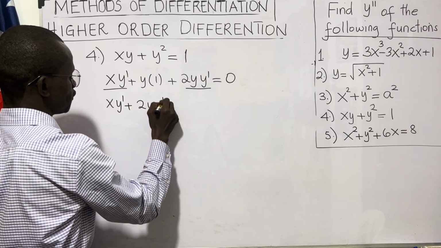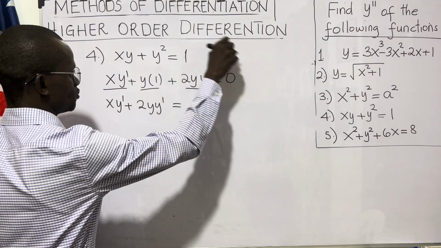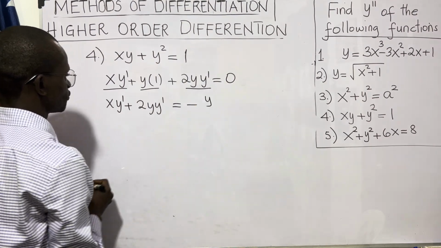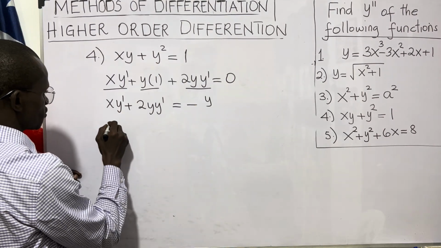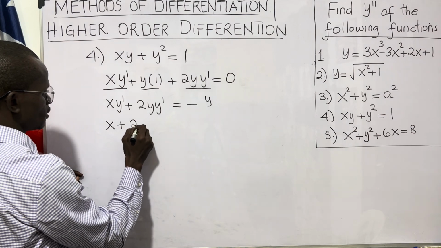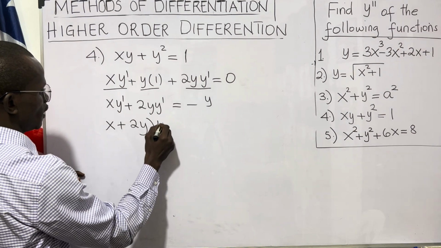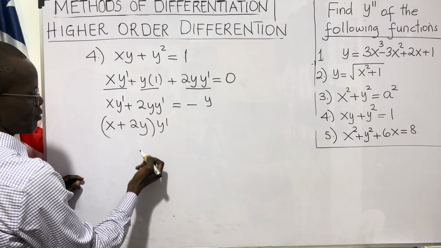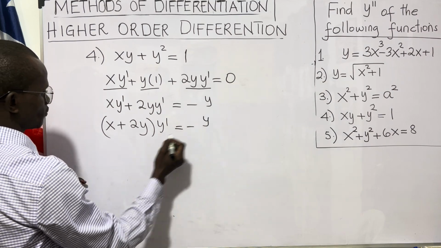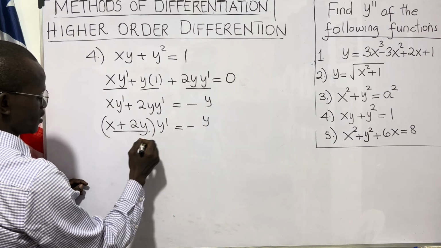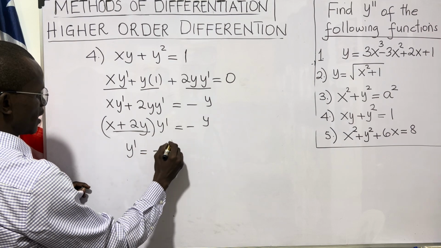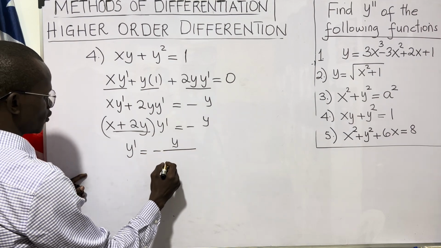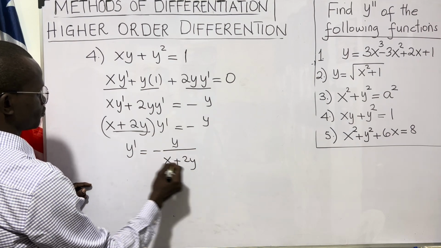So we make this y prime the subject. This goes across, it becomes minus y. So we can factor out y prime. We'll be left with x plus 2y and then y prime, all equals to minus y. Divide both sides by this expression. Y prime will just be minus y all over x plus 2y.